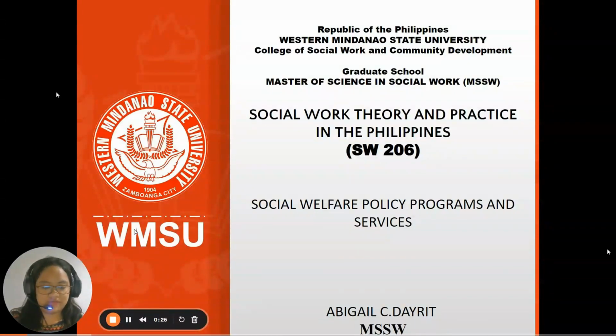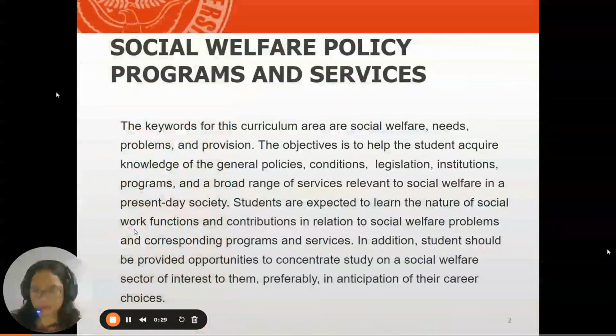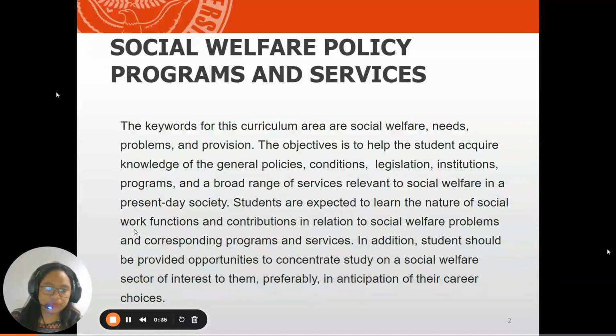Social welfare policy programs and services. The key words for this curriculum include social welfare, needs, problems, and provision. The goal is to help students learn about general policies, conditions, legislation, institutions, programs, and a wide range of services related to social welfare in today's society. Students are expected to understand the nature of social work function and contribution to social welfare problems, as well as the programs and the services that address them.